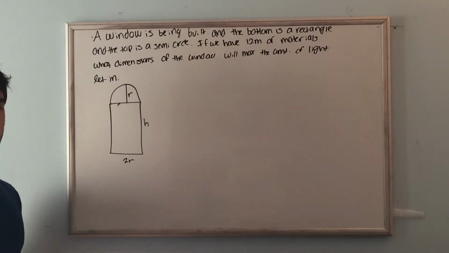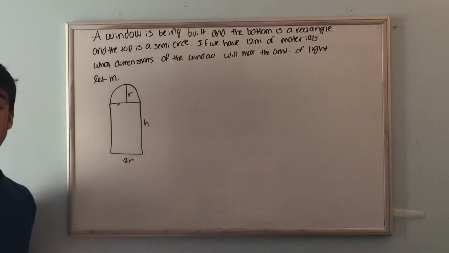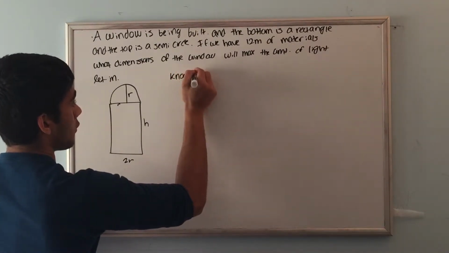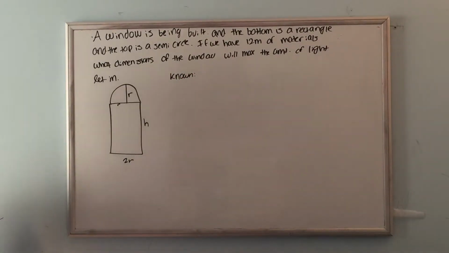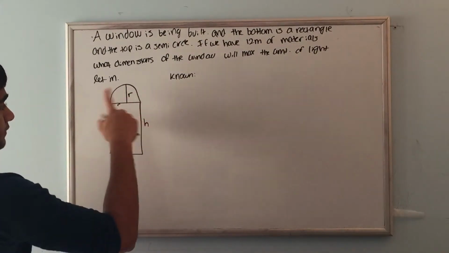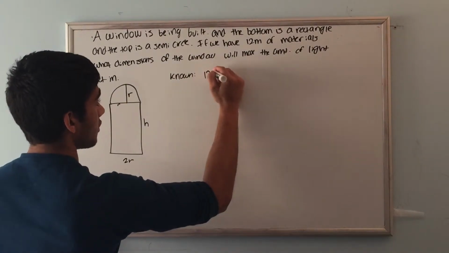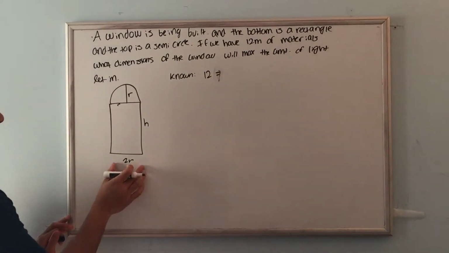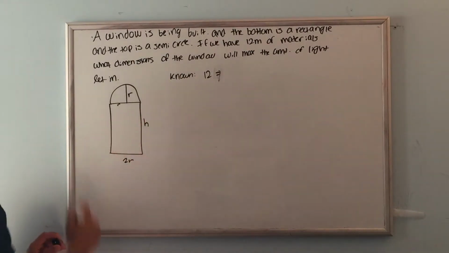So the next thing we want to do is write the known and unknown equations. And remember, the known equation is the constraint equation, and the unknown equation is what we want to maximize. So our known equation would be the constraints, and we're given that we have 12 meters of material, so that is the perimeter of the window. So 12 meters, we have to set equal to the perimeter of the figure. So the perimeter of the rectangle, remember we're only looking at this part of it, would be 2h plus 2r.